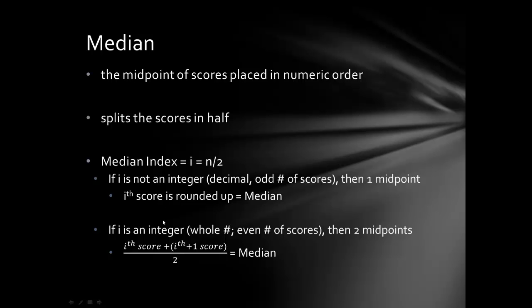you will need to take the ith score. So you'll still take n divided by 2. That'll be the position of your first midpoint. Then your next midpoint will be the next highest score. And then you'll just divide that by 2 to find the median. So the average of the 2 midpoints will give you the median when you have an even number of scores. And I'll show you a couple of examples.